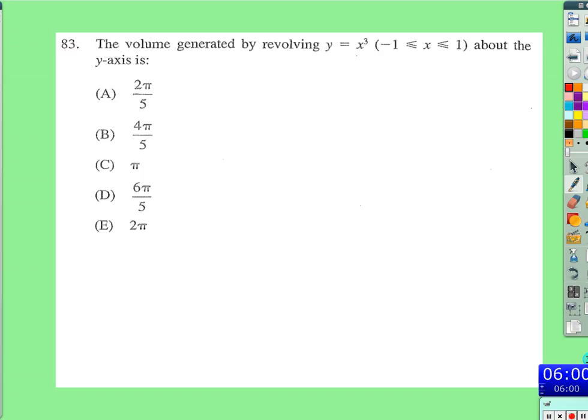Alright, so we're going to take this guy here and rotate it around the axis between -1 and 1. So let's take a look at this graph real quick. x cubed looks like that, between -1 and 1, so here's -1, here's 1. We're going to rotate it around the y-axis like this. So we're going to take this shape and this shape, and rotate it around the y-axis.